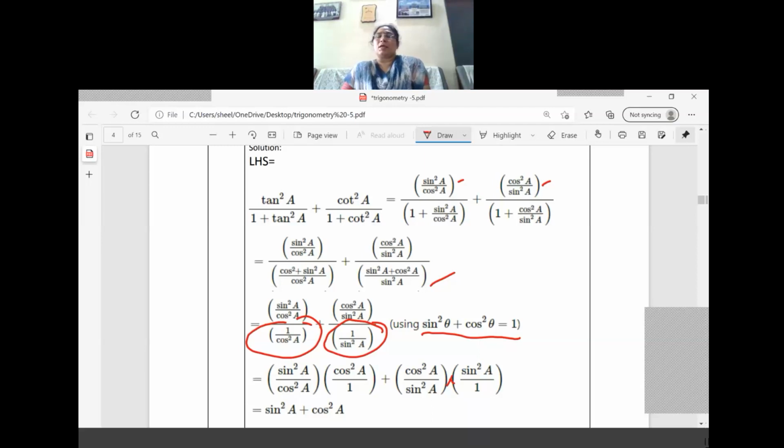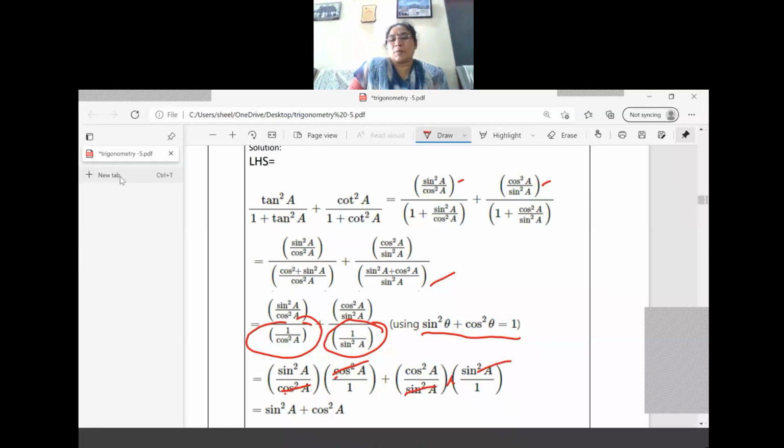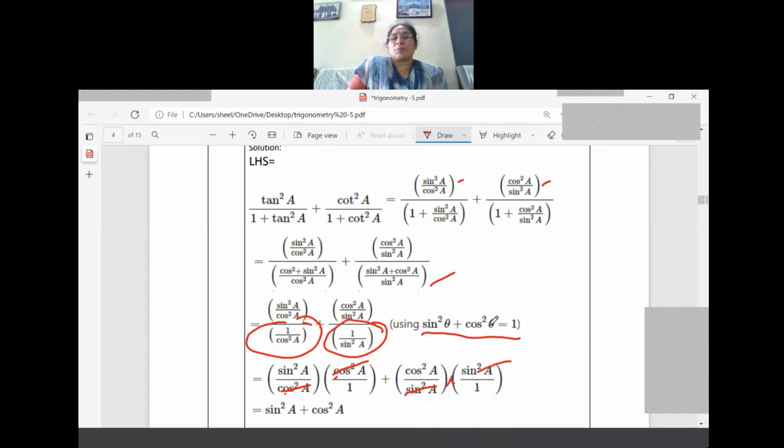Now, if you check both sides, cos square will get cancelled here, and sine square will get cancelled here. So what is remaining? Sine square A plus cos square A. What is sine square A plus cos square A? It is equal to 1. So what we have done here is changed tan A and cot A in terms of sin A and cos A.